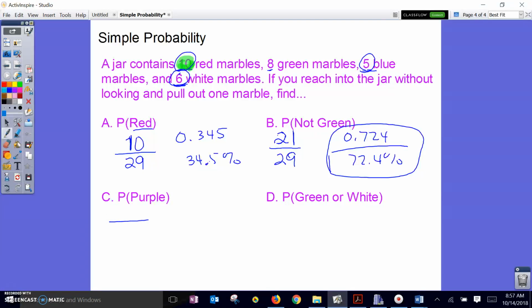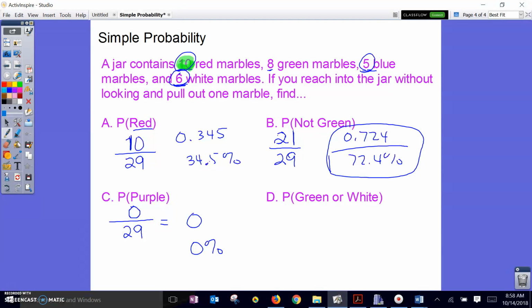Next, the probability that it's purple. Again, there are 29 possible outcomes, and I count up all the purple marbles. Oh wait, there aren't any. So that probability is 0 out of 29, or 0 as a decimal, or 0% as a percentage.